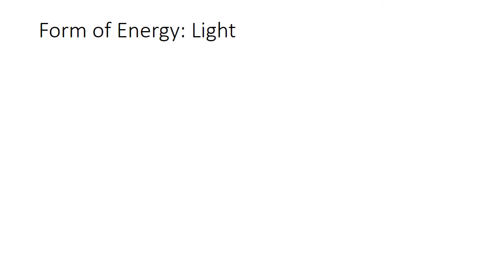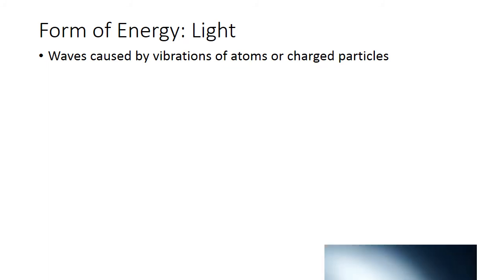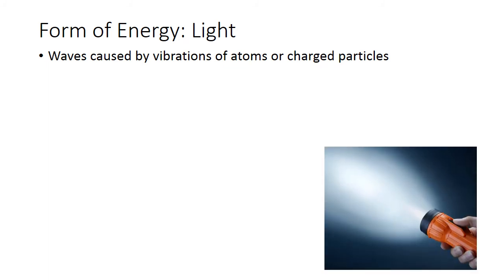Light energy is a form of energy too, obviously. They're waves too, just like sound, but they're caused by the vibration of atoms or charged particles. In other words, when some charged particle vibrates really fast, that causes light waves. You can see, in this case, it's a light bulb. The atoms inside the little light bulb are vibrating really, really fast. That vibration causes light.